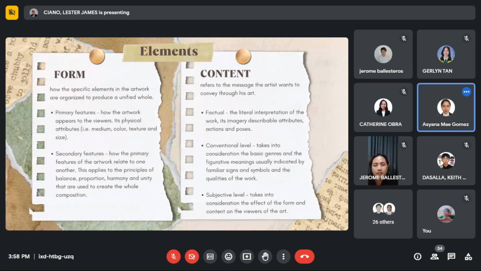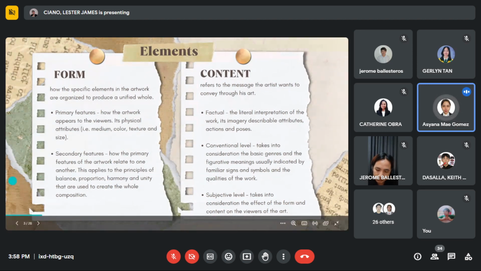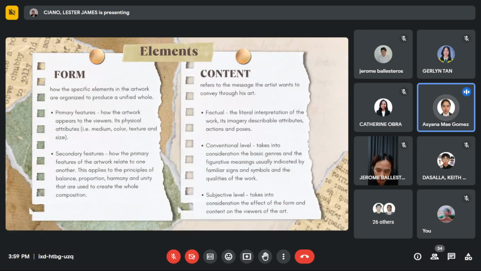For example, the lines. Horizontal lines may convey a sense of calmness or stability, while diagonal lines can imply energy or tension. The use of these lines can also define shape, create patterns, or guide the viewer's eye within the composition. And it is important to note that the interpretation of art can vary among viewers, and different individuals may perceive and extract different meanings or emotional responses from the same artwork.